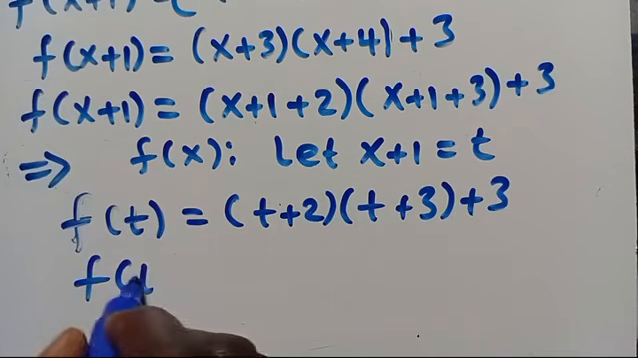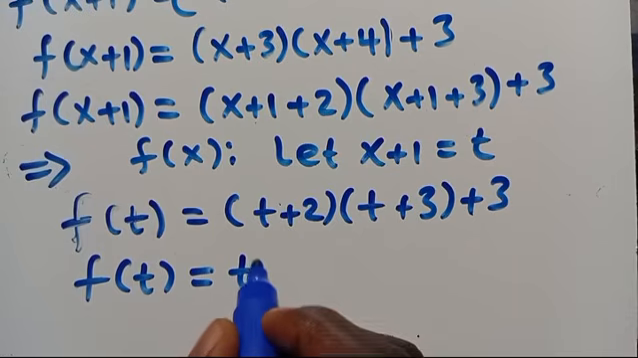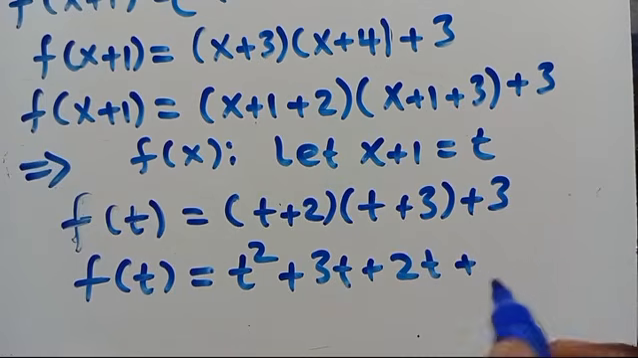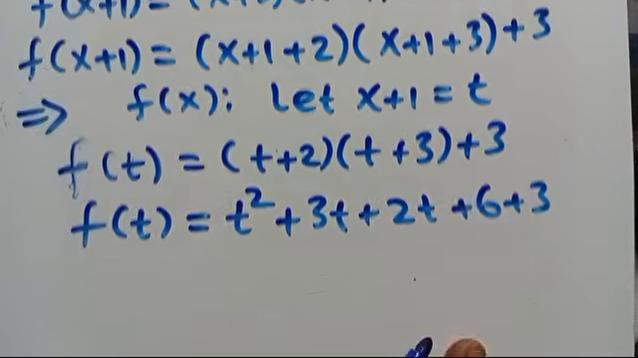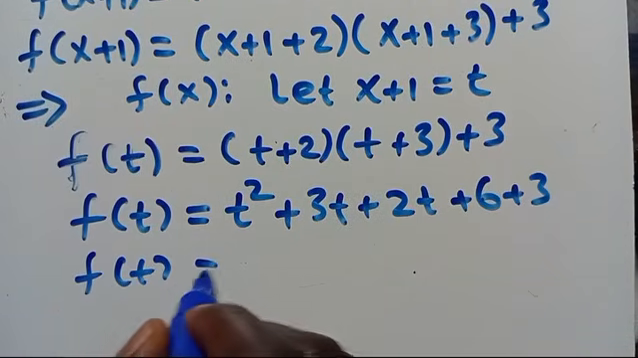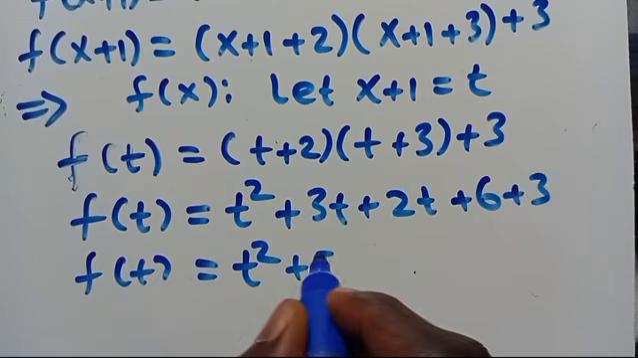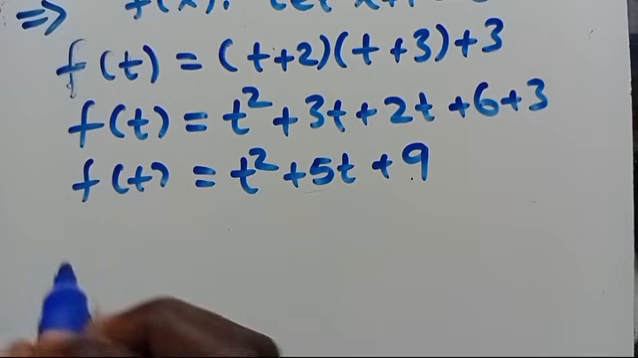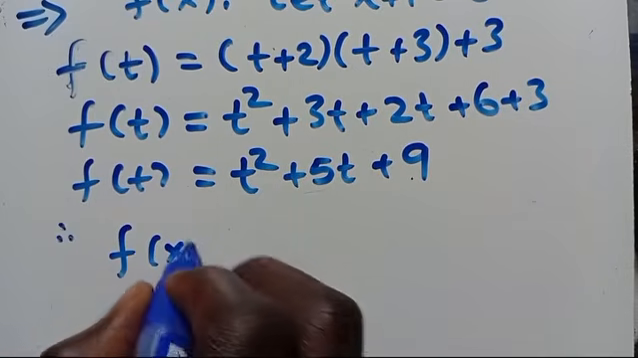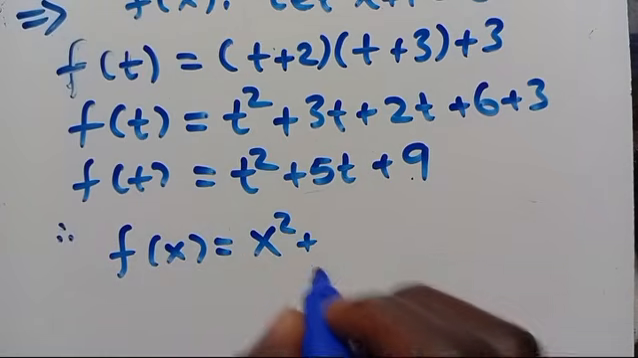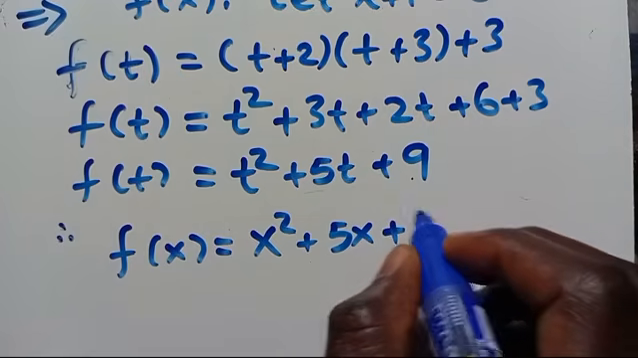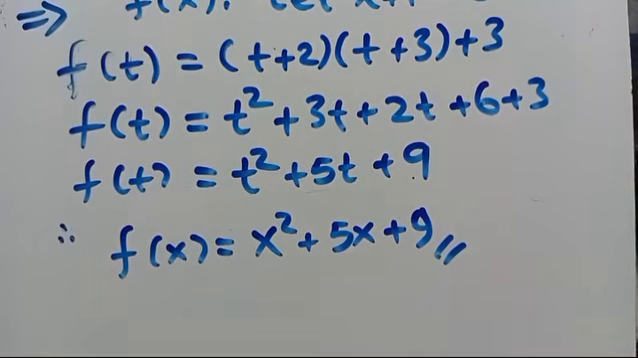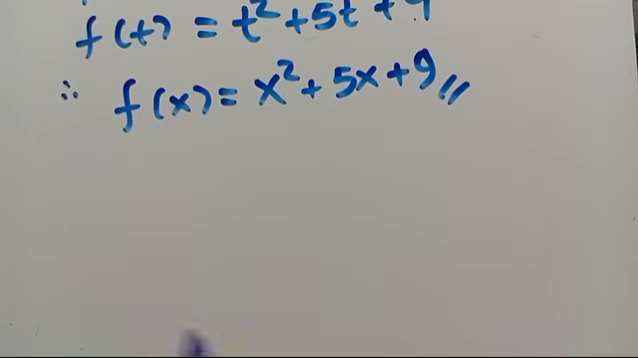So we have f of t equals t times t, which will be t squared, plus 3t plus 2t plus 6 plus 3. We have f of t equals t squared plus 5t plus 9. So from here, therefore, we can have f of x to be x squared plus 5x plus 9 to be the solution. So that's method 1. Let's see method 2.